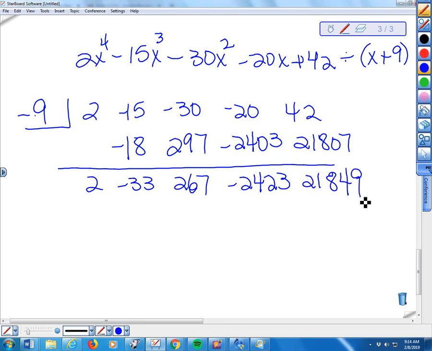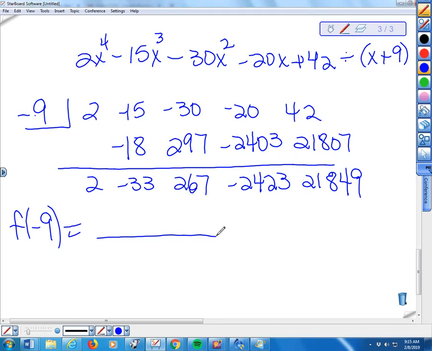Okay, it's obvious to me this is not a 0 of this polynomial. But if I asked you what is f of negative 9 of this whole function, the answer would be 21,849. My other choice would be to take negative 9 in my calculator and put negative 9 to the 4th times 2 minus 15 times negative 9 to the 3rd minus 30 times negative 9 squared and so on. I would get the same thing. So the last number is either our remainder or the solution at that x value.